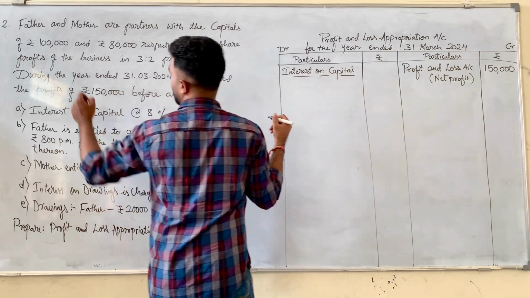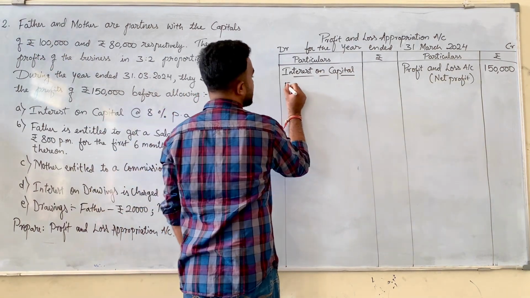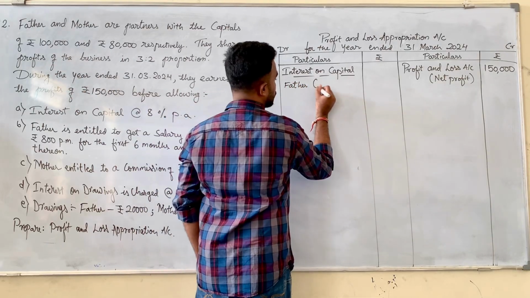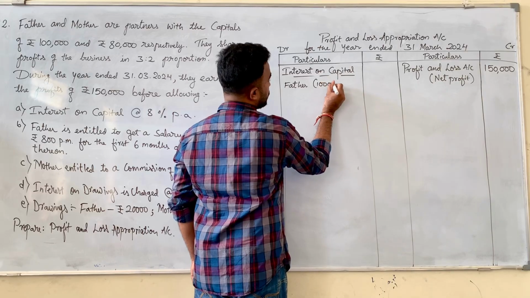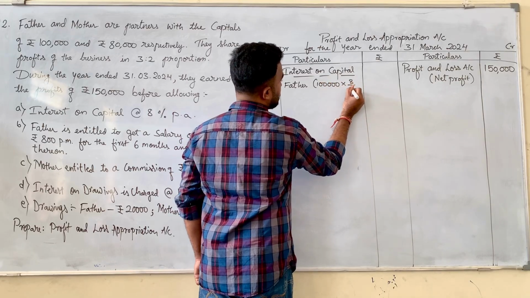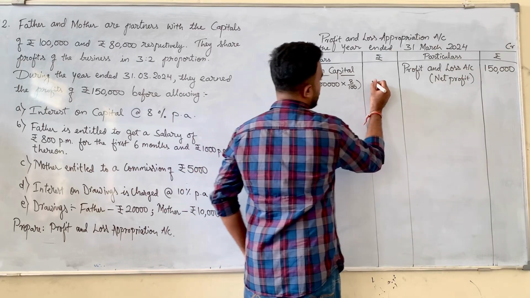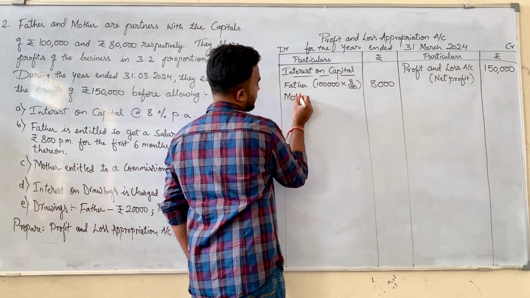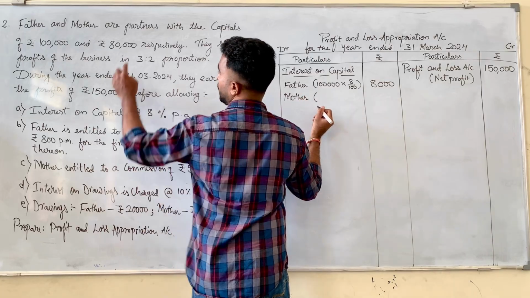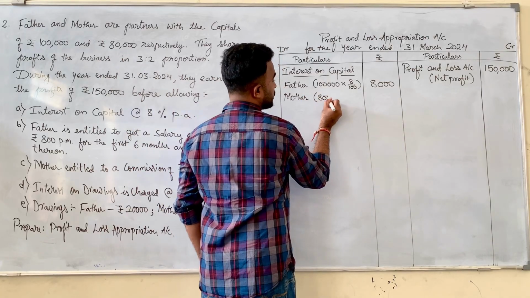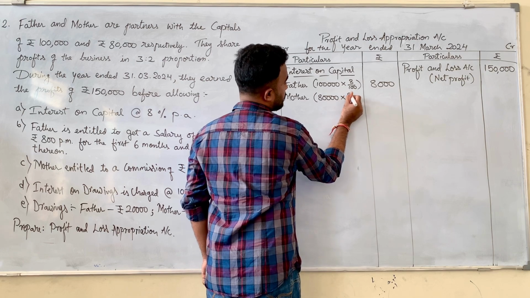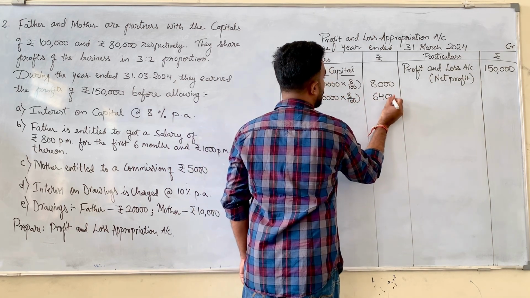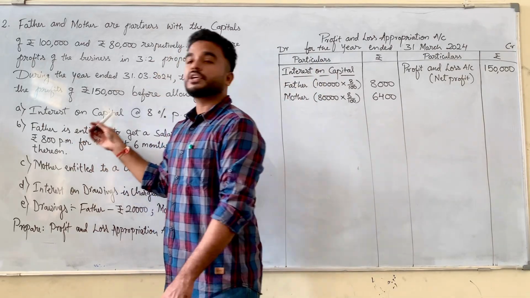So tell me, who are the partners? Father. What is the capital of father? 1 lakh rupees. So rupees 1 lakh into rate of interest 8%, which is equals to 8,000. Next, mother. What is the capital of mother? 80,000 into 8 by 100, which is equals to 6,400. Now interest on capital is done.